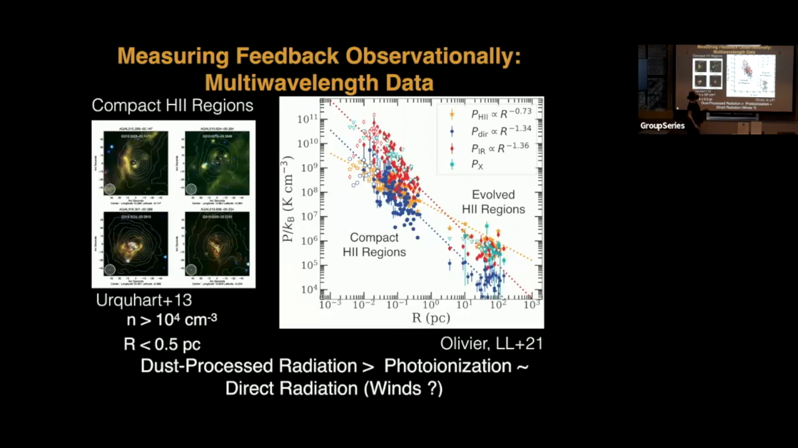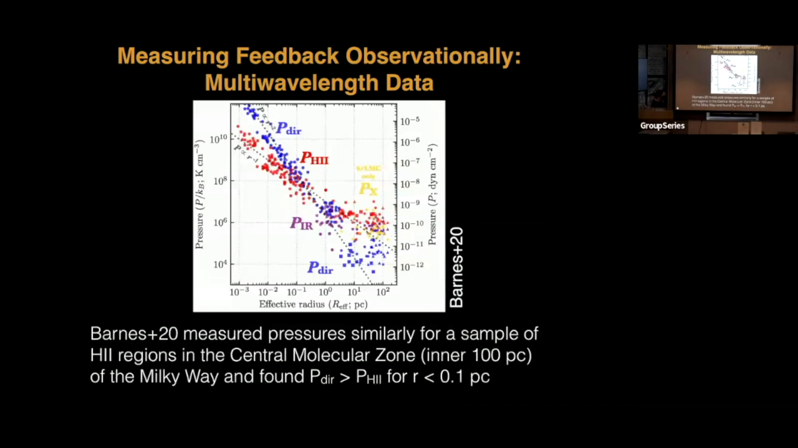But in general, you can see that these pressure terms change as a function of size if we plot them together. In general, the dust processed radiation, the red points, dominates until some transition point where the photoionization heating, the warm gas pressure, takes over. So smaller sources that are more obscured are dominated by their dust processed radiation, and then at a radius of a couple parsecs, they transition to being warm pressure dominated.